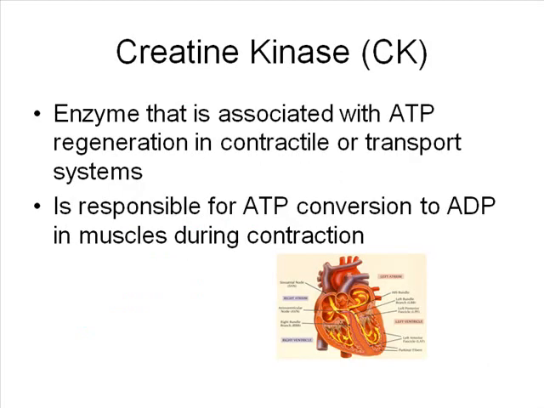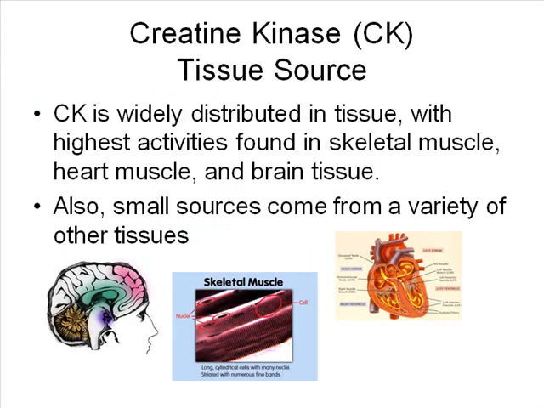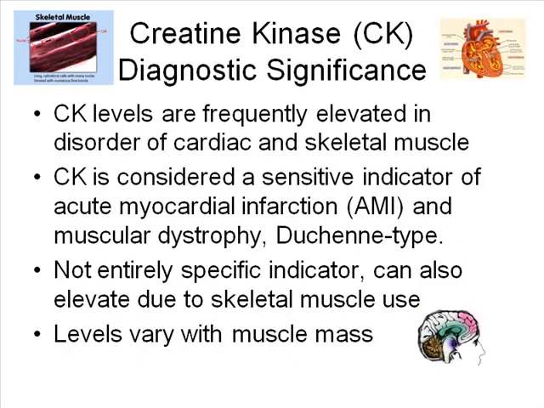All right, let's talk about each enzyme. CPK, we know, comes from all skeletal muscle. We know this is what it does. It converts ATP back down to ADP for energy. Highest amounts are found in your skeletal muscle, your heart, and your brain.